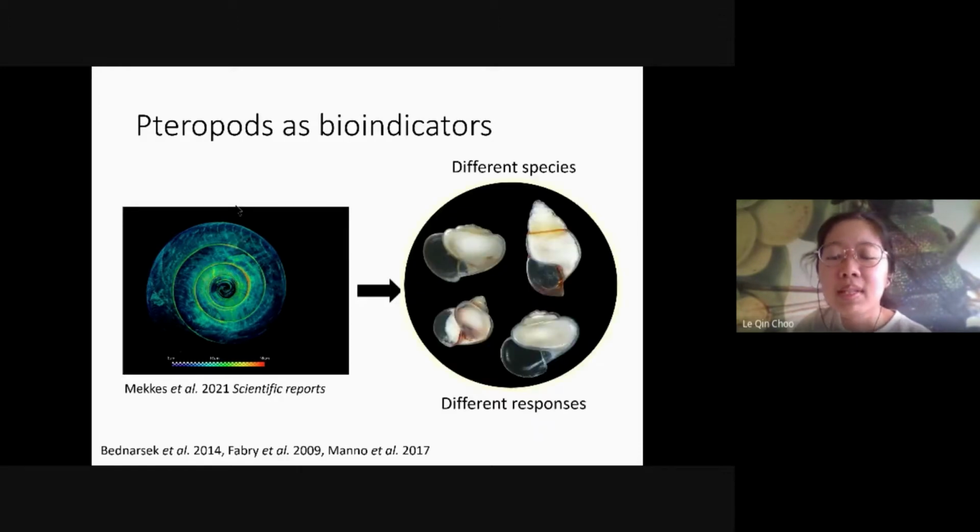We also think that different species may have different responses to ocean acidification. Therefore, it's important to be clear about their species boundaries when using them as bioindicators.